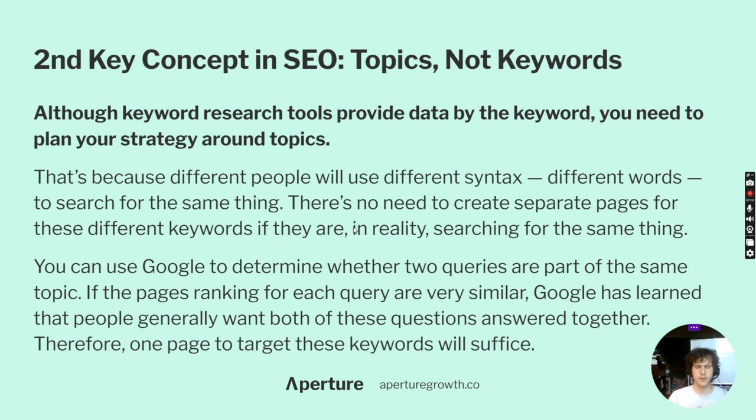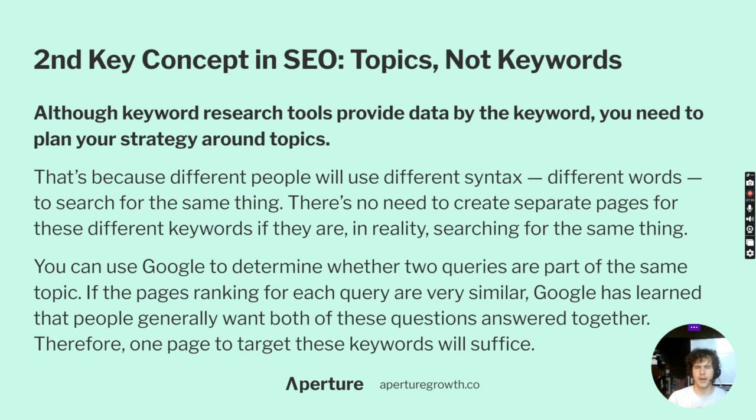The second key concept in SEO is that you want to focus on topics versus keywords. So a topic is basically a group of keywords that all mean the same thing. And by looking at keywords from a topical point of view, you avoid creating too many pages to answer a certain topic. And the second thing you avoid is under or over prioritizing a certain opportunity.